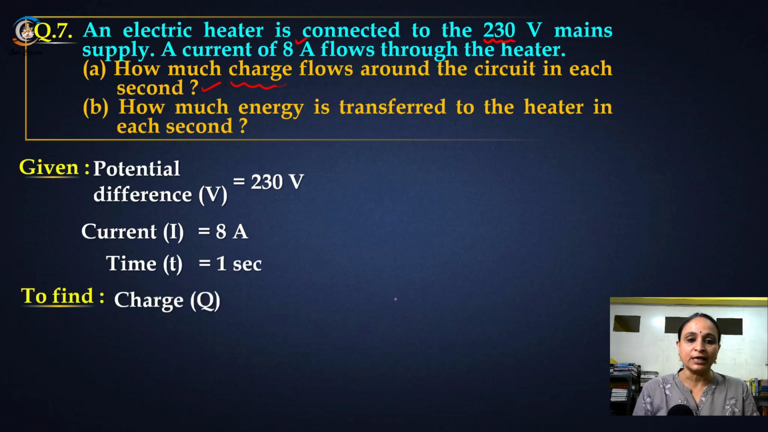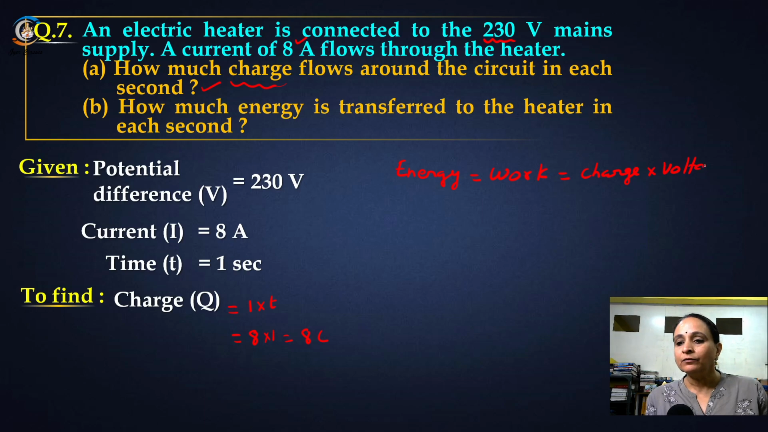What is the formula for the charge? You know charge is equal to I into T. So I it is given as 8, time is equal to 1 second. So the charge is equal to 8 coulomb. Okay. The next thing you are supposed to find out is the energy. What is the formula for energy? Energy is work done, and work done we know that is equal to charge multiplied by the voltage.